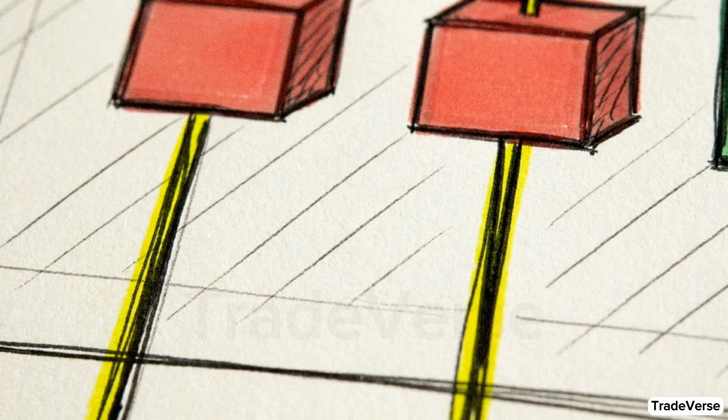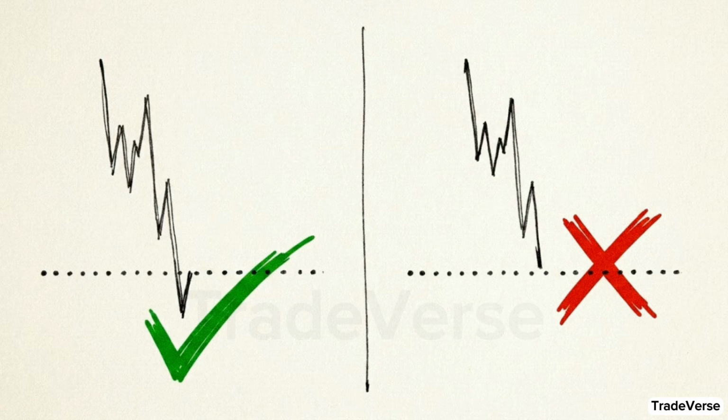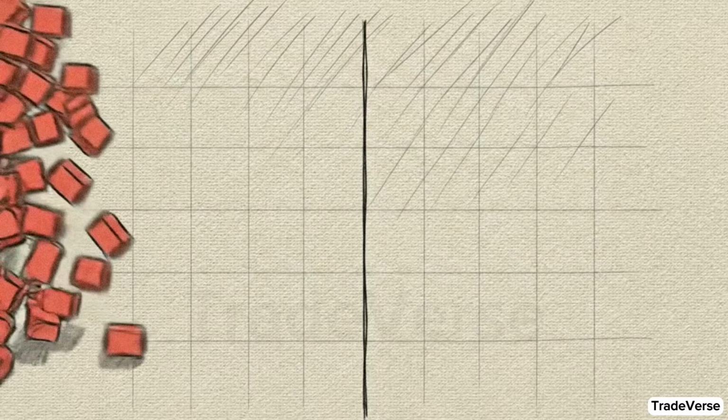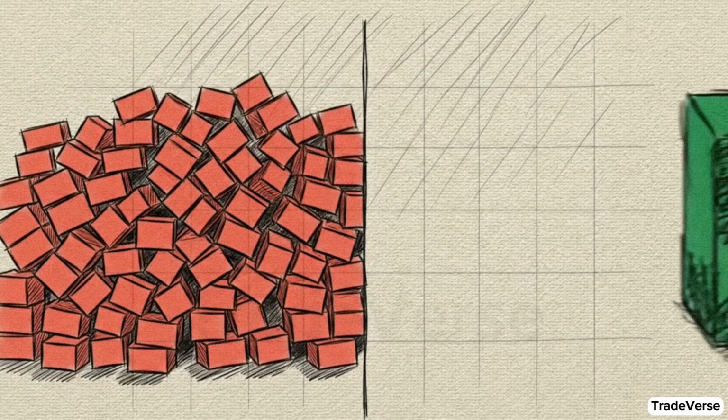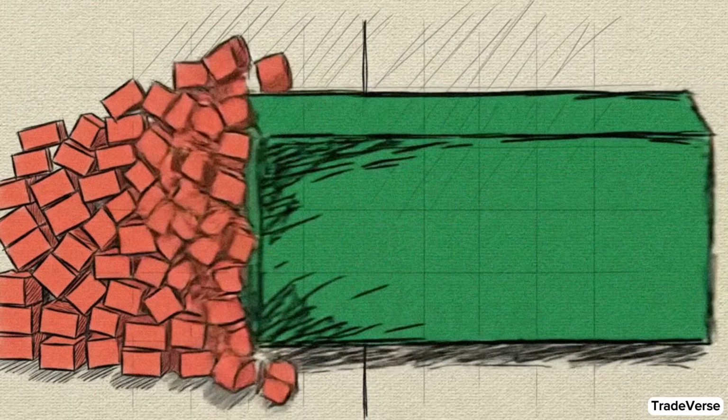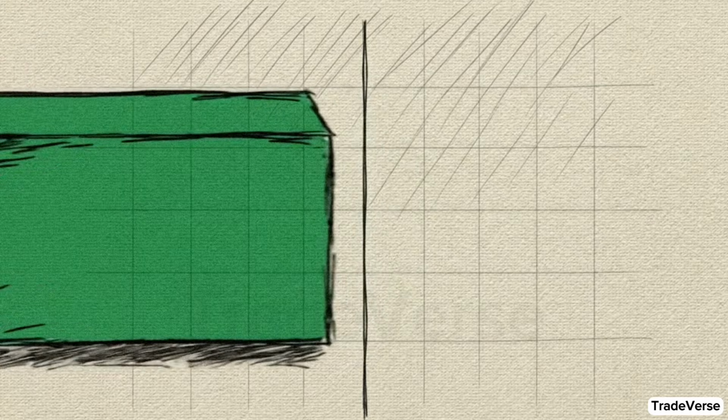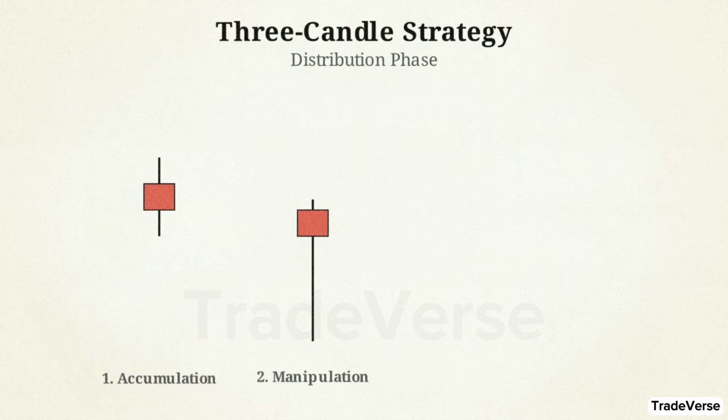Always check the wicks of candle 1 and candle 2. You need to confirm the second candle actually broke the high or low of the first to ensure a sweep occurred. Accumulation and manipulation work together to build false confidence and then trap those who are on the wrong side of the market. The final candle in the sequence is the distribution phase, also known as the engulfing candle.